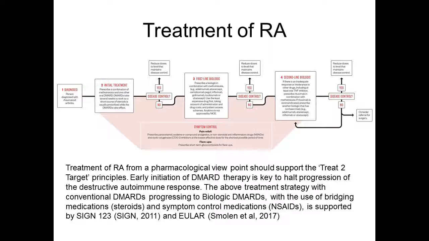Early initiation of DMARD, disease-modifying anti-rheumatic drug therapy, is key to halt progression of the destructive autoimmune response we've just spoken about. The above treatment strategy, with conventional DMARD progressing to biologic DMARD, with the use of bridging medications such as steroids and symptom control medications such as non-steroidal anti-inflammatory drugs, is supported by SIGN guidelines and EULAR guidelines. So that is the mainstay of treatment of rheumatoid arthritis outlined in the diagram above.